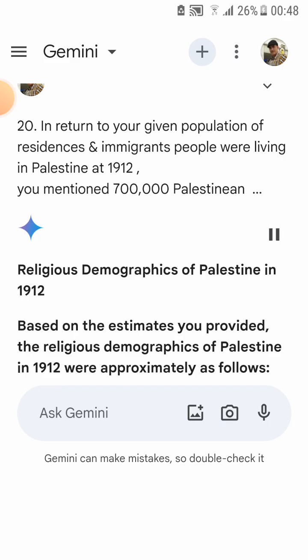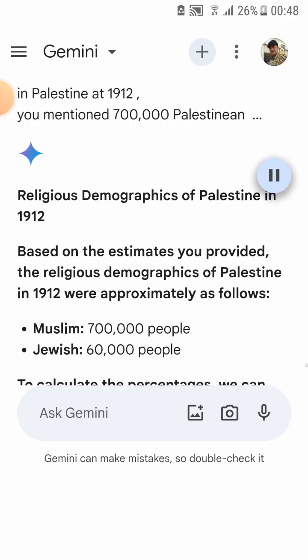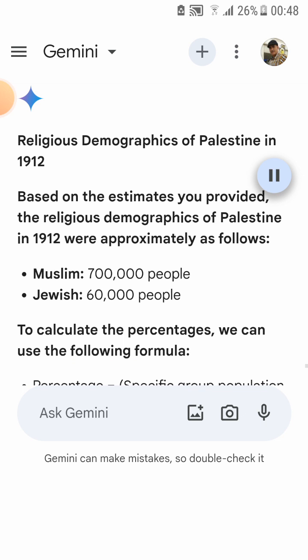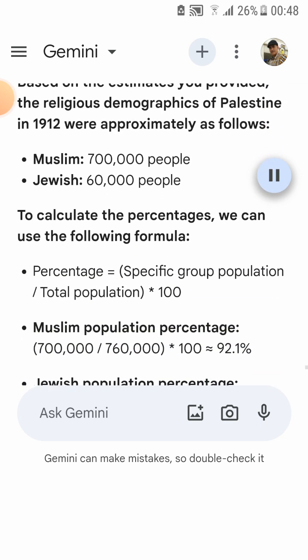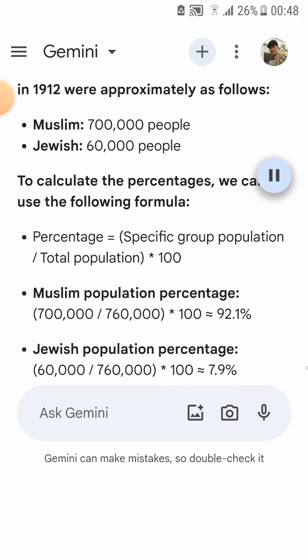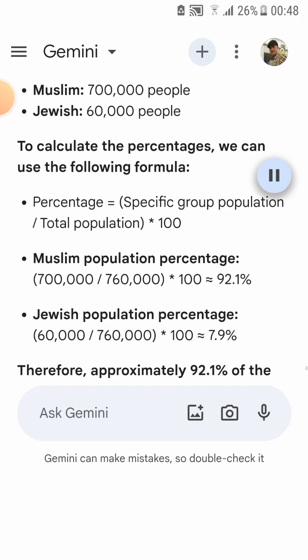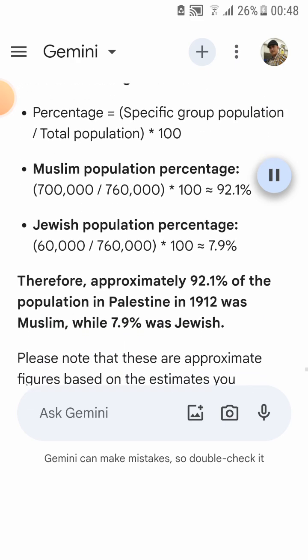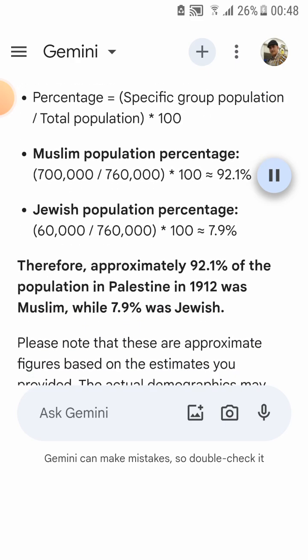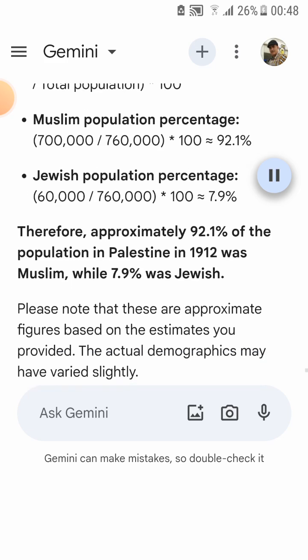Religious demographics of Palestine in 1912. Based on the estimates you provided, the religious demographics of Palestine in 1912 were approximately as follows. Muslim, 700,000 people. Jewish, 60,000 people. To calculate the percentages, we can use the following formula. Percentage equals specific group population divided by total population, times 100.